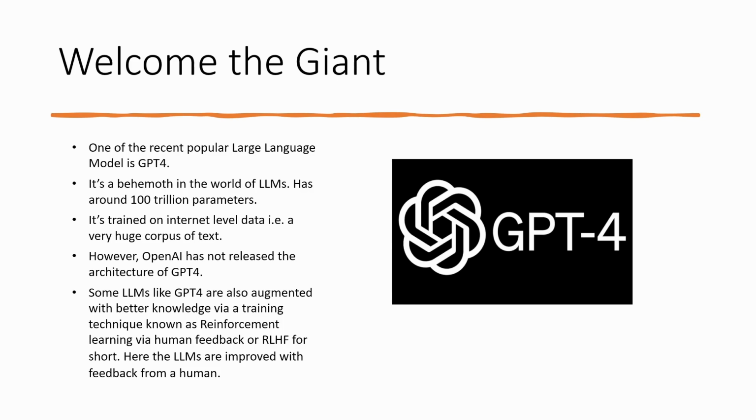So here GPT-4 is first trained. It is given something, it predicts some output, and a human would judge that output and give feedback to GPT-4, and it would again learn from that feedback via reinforcement learning. This actually makes the GPT-4 model more robust and more capable of generating human-like text.